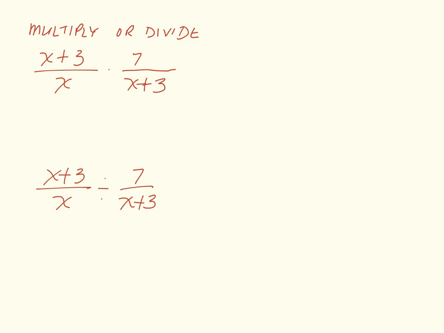All right, now here we got some mixed problems. We're going to multiply the first one. So we have x plus 3. It cancels with an x plus 3 because it's multiplication. You can do that. So you have a product of 7 over x. This next one's a division problem. Do not be tempted to cancel that x plus 3 because it's division. You cannot cancel across division. So this becomes x plus 3 over x times x plus 3 over 7.